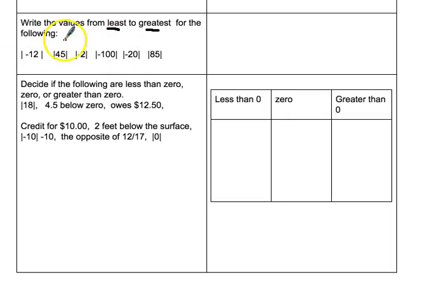So I'm going to start first with finding the absolute value. This is, absolute value is 12. This is 45. Remember, there is no negative with absolute value. This is 2. This is 100. This is 20. And this last one is 85.